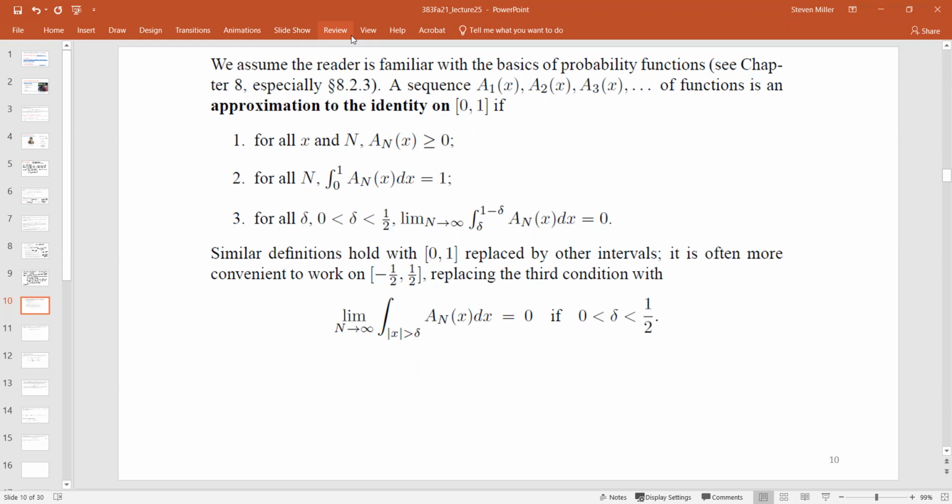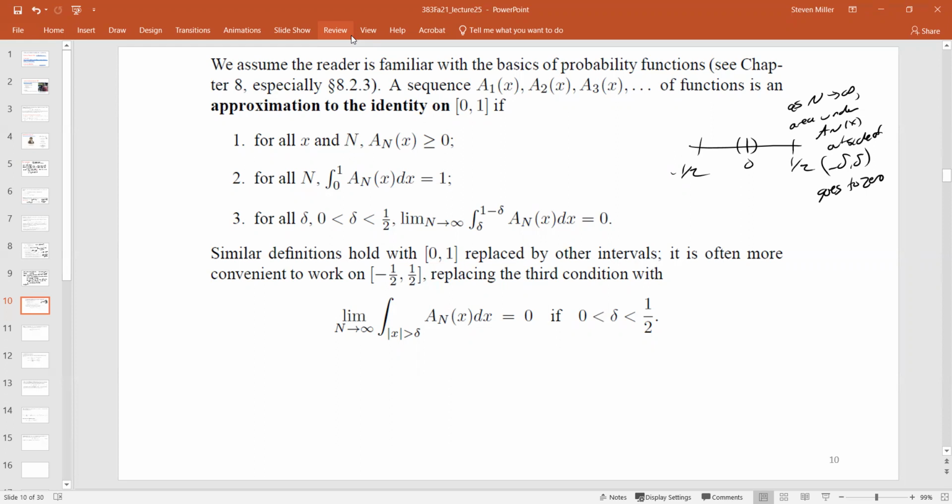So again, what you should really be thinking about is we're working on [0, 1]. If you want, instead think of it as maybe -1/2 to 1/2. Here's 0. And what I'm saying is, if I fix a small little interval about here, as n goes to infinity, the area under a_n of x outside of minus delta to delta goes to 0. So it's basically saying almost all of the mass of the function, almost all of the area, is between minus delta and delta. But again, what we're doing is we're fixing a delta and then we're letting n go to infinity.